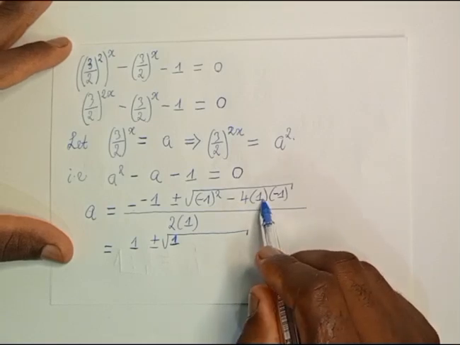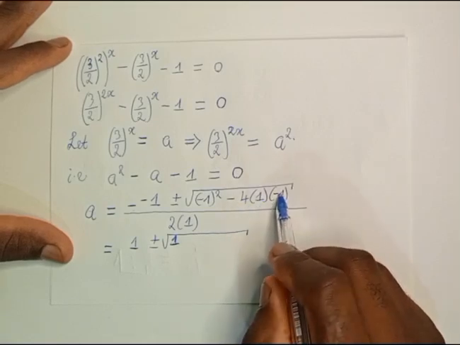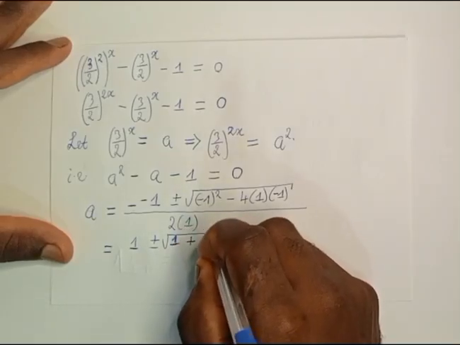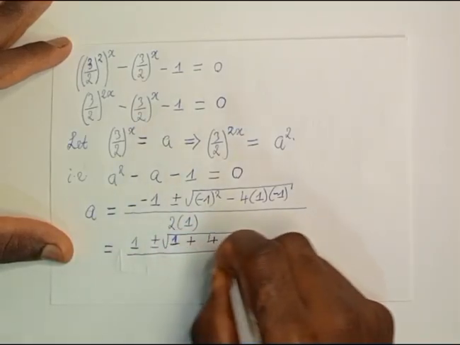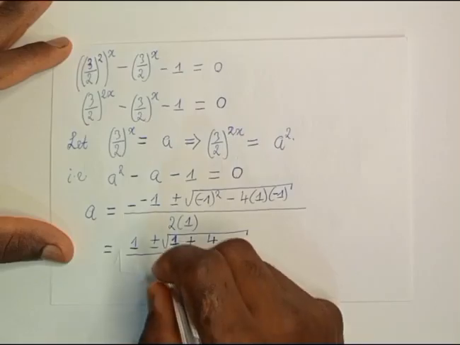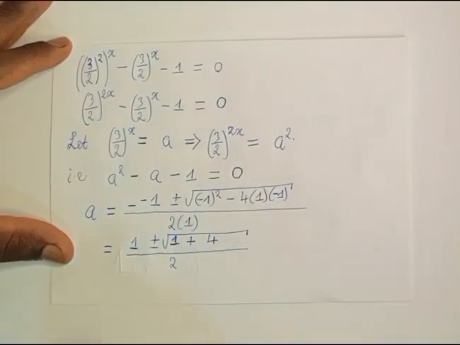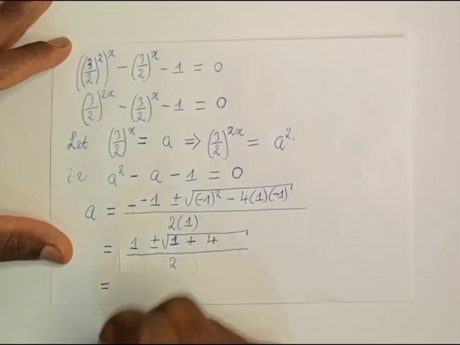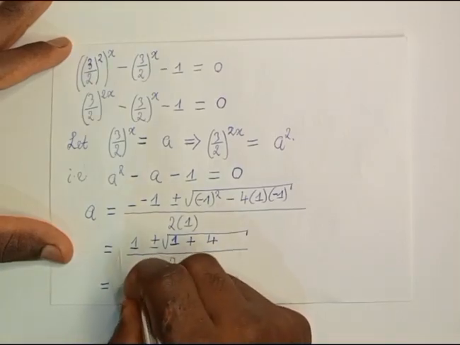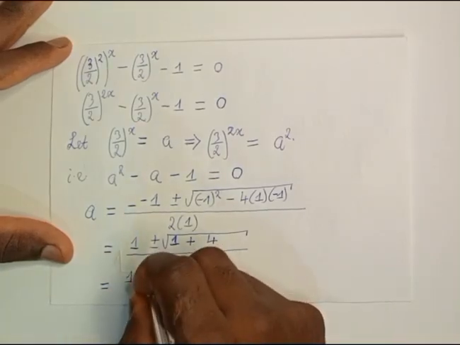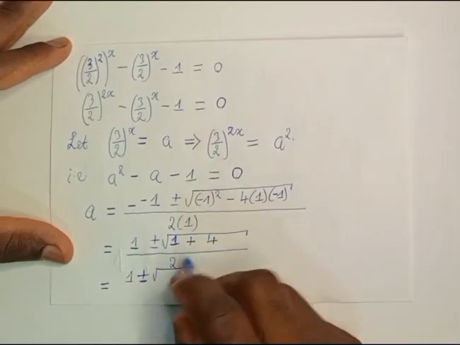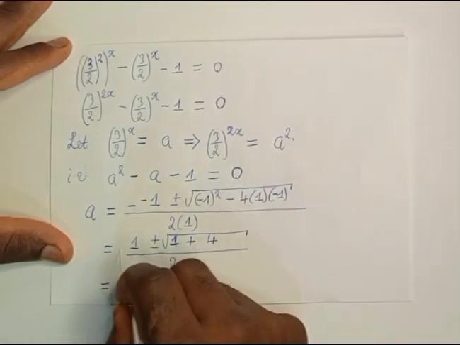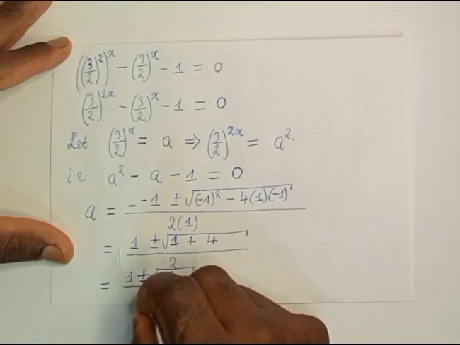-4 times 1 remains -4. -4 times -1 gives us +4. We divide all this by 2 times 1, which is 2. This will simply be equal to 1 plus or minus the square root of 1 plus 4, which is 5. We divide all this by 2.